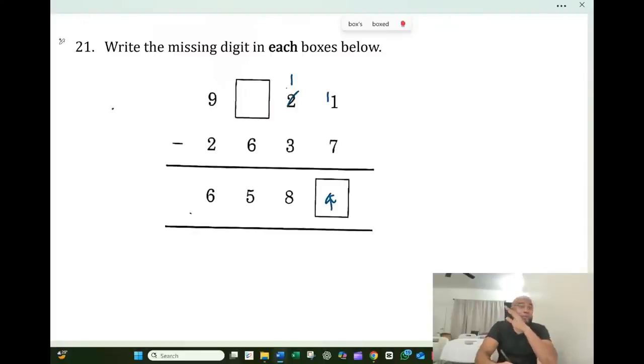Then we need to figure out what the next box is. My strategy is this: if you add 2,637 to 6,584, you'll get the number above. So 6,584 added to 2,637. 4 plus 7 is 11. Very good.